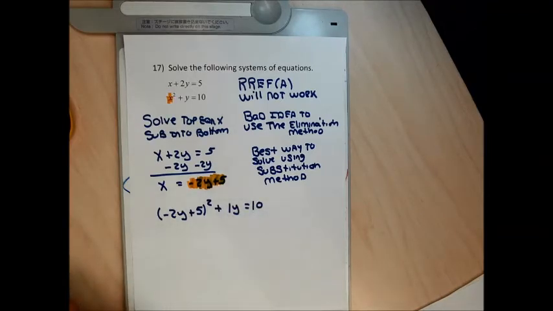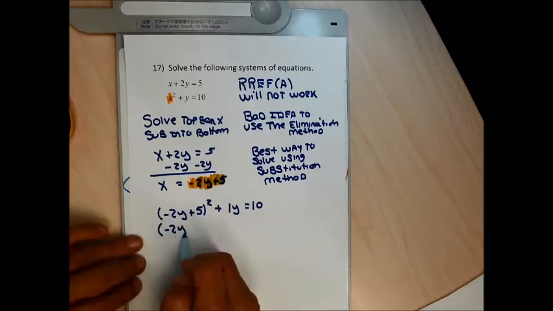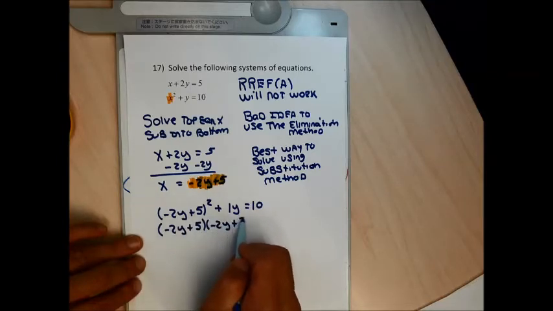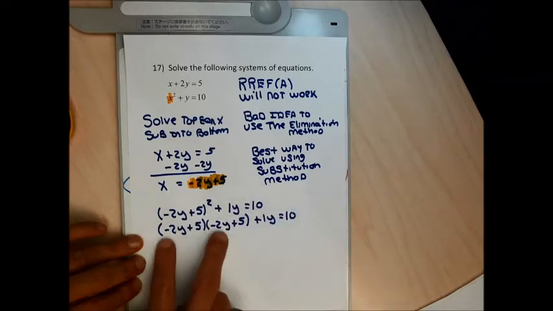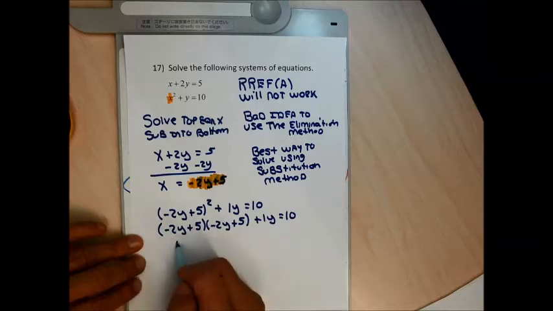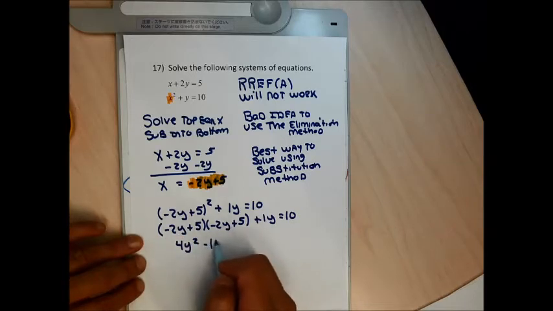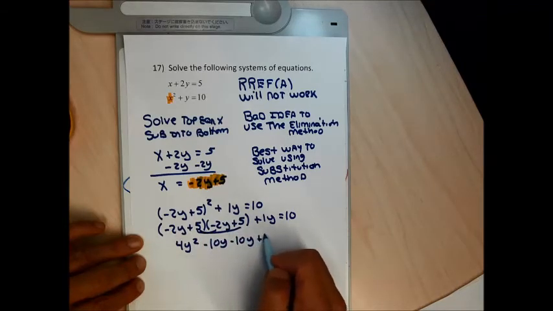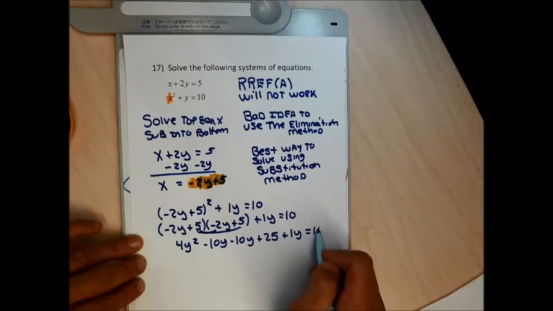Need to solve this for y, and then I can go back and substitute to get my answers for x. I need to clear this parentheses that I put in here, and I'm going to clear that by writing it without the exponent, and then I'm going to FOIL. Firsts are negative 2y times negative 2y, which is 4y squared. Outers are negative 2y times 5, which is negative 10y. Inners are 5 times negative 2y, which is negative 10y. Lasts are 5 times 5, which is plus 25. Then I still have the plus 1y and the equal to 10.